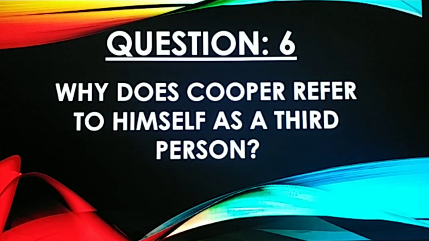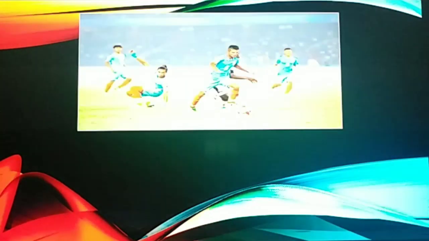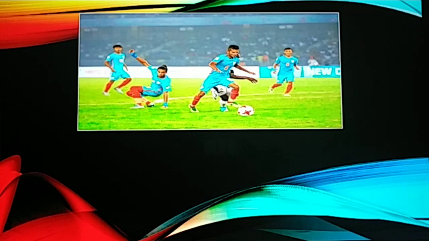So now, question number 6. Why does Cooper refer to himself as a third person? Now, before I explain this question, I just want to give you a situation and just want to know how you would react in that situation. So just look at this picture here. Let's assume that this is your friend. His name is Tom, and this person here is you, and your name's Jerry.